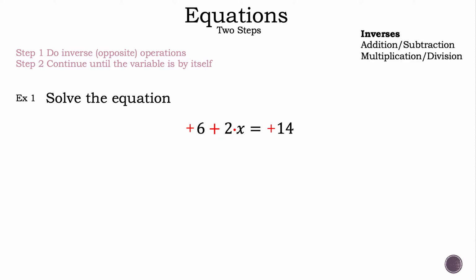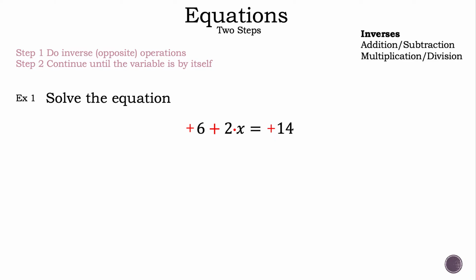Now let's add the hidden symbols so it is a little bit easier to tell when and where and what inverse we need to do in order to solve for the variable. Now let's read the equation. So we have positive 6 plus 2x, or 2 times x, is equal to positive 14. Now, since we need to get the variable by itself, we need to move that 6 first to the other side. In order to do that, we need to use the inverse.